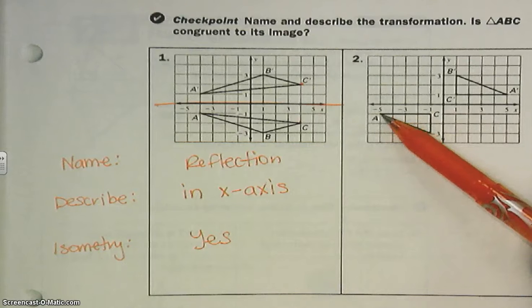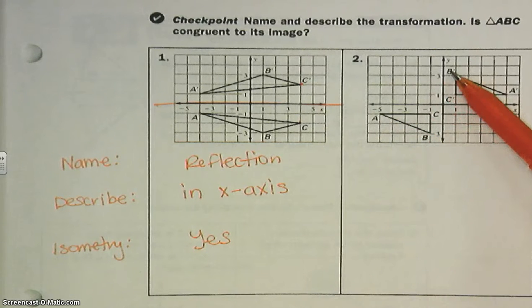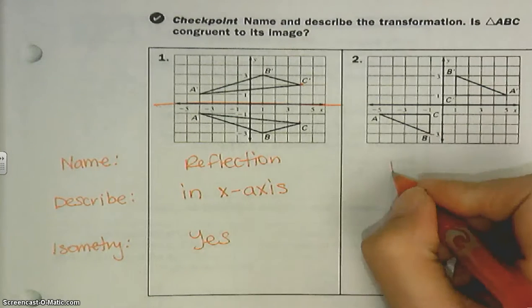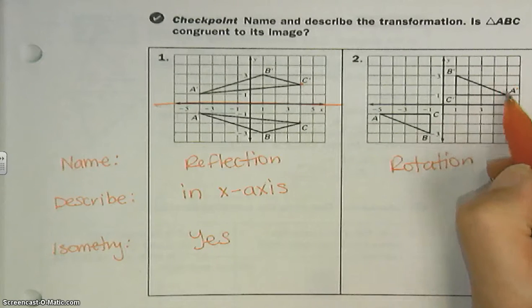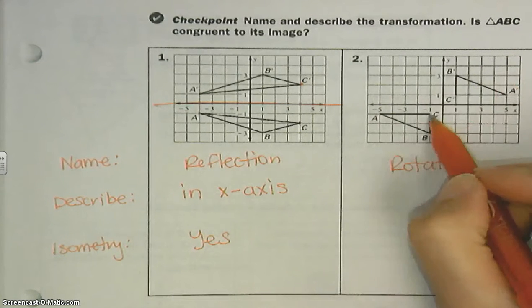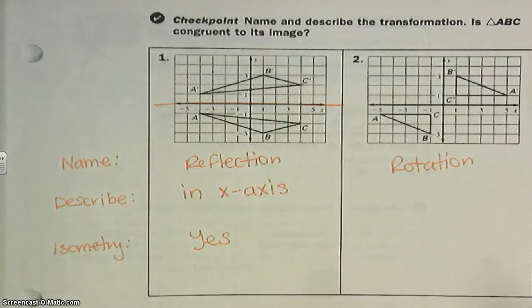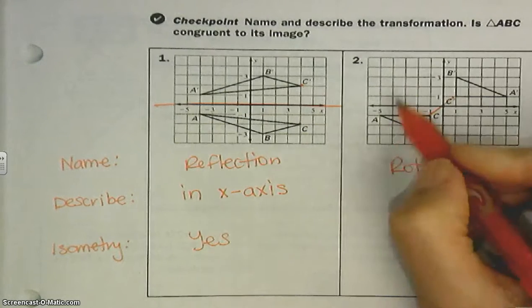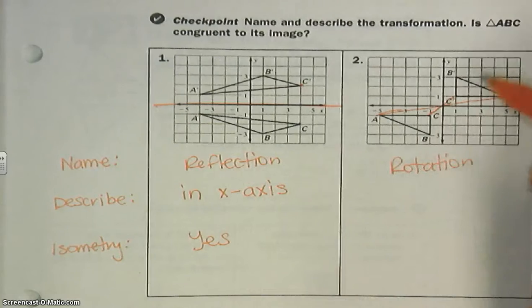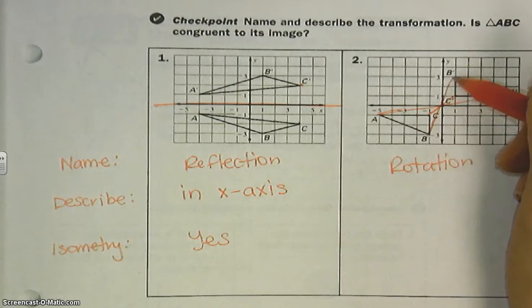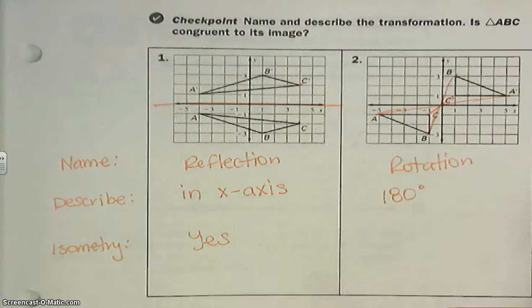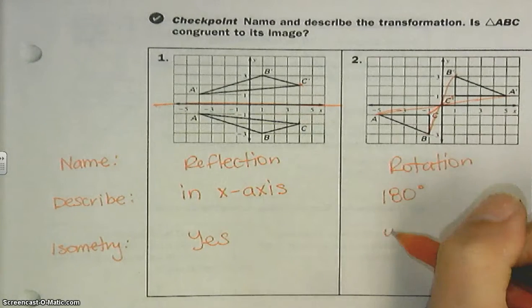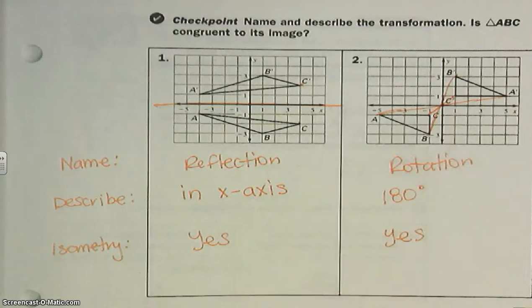Over here, a lot of people are tempted to say reflection. But think about if A were reflected, A would go here. And B should go there. So this is not a reflection. This is a rotation. See, A rotated to A prime, B rotated to B prime, and C rotated to C prime. How many degrees? Well, if you look, we connect going through the origin. Those are straight lines. It rotated 180 degrees. Doesn't matter which way, clockwise or counterclockwise. And yes, it is an isometry. The triangles are congruent.